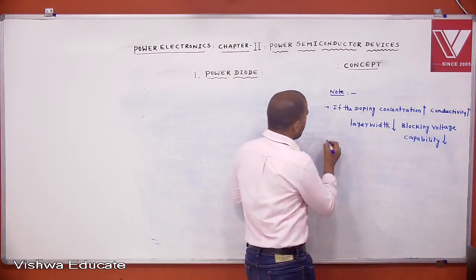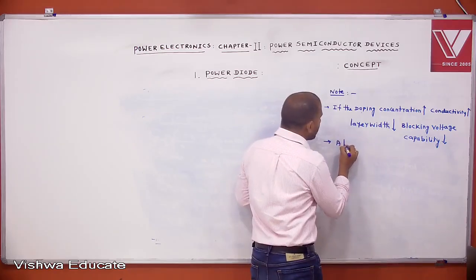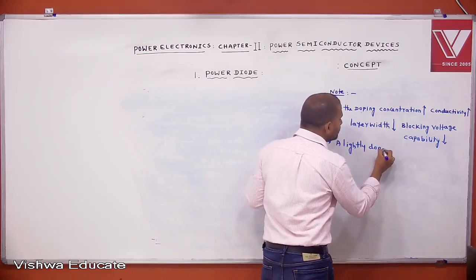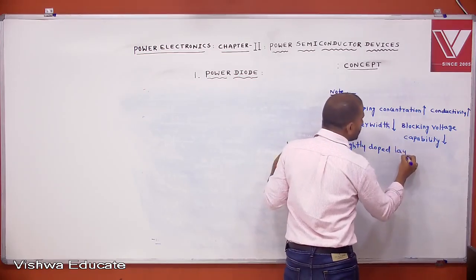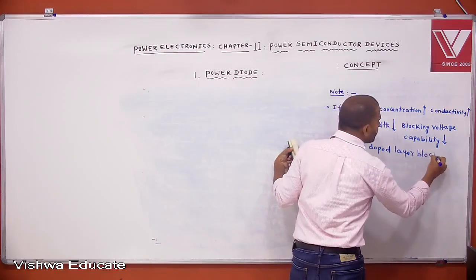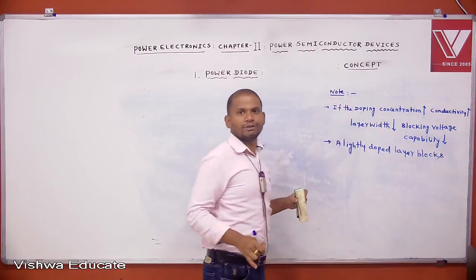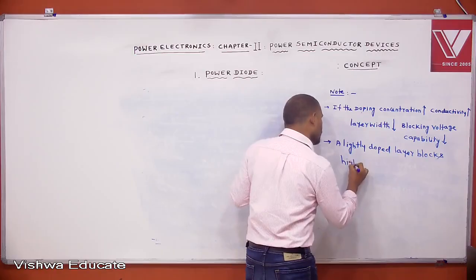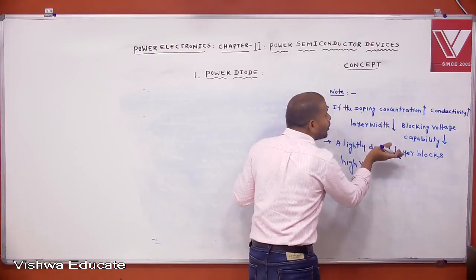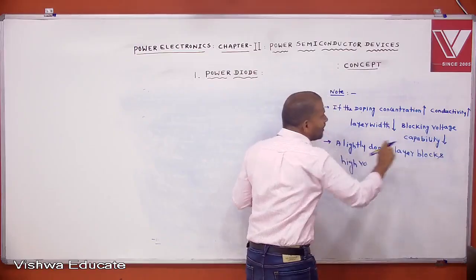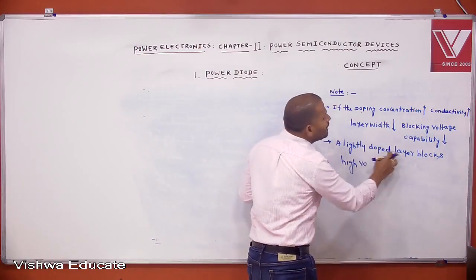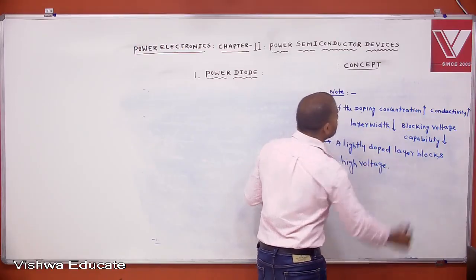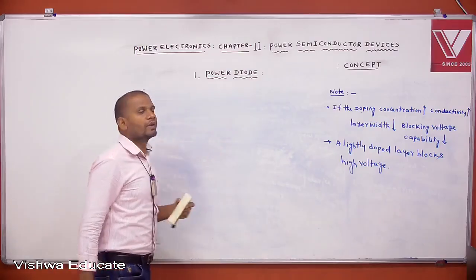That is, a lightly doped layer blocks high voltage or less voltage? Yes, it blocks high voltage. If the doping concentration increases, blocking capability reduces. Here I am telling that a lightly doped layer blocks high voltage. You remember this point.